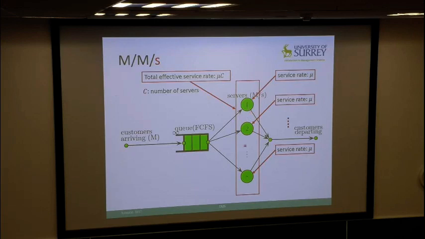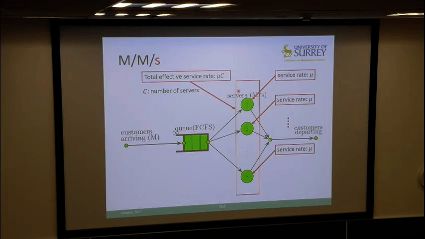If we have 1, 2, 3, 4, 5, up to C, we have C servers working in parallel. Every single server has a rate of mu, so for the whole system, the effective service rate is going to be mu times C. I think this is quite straightforward because we have several servers working in parallel. So that's the total we have.